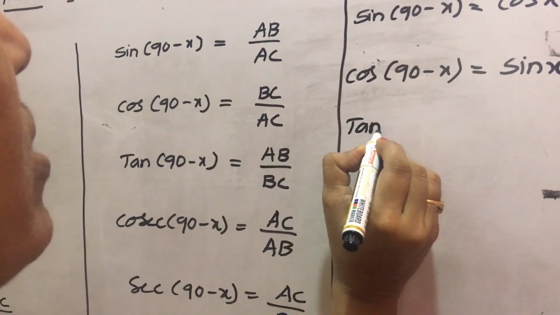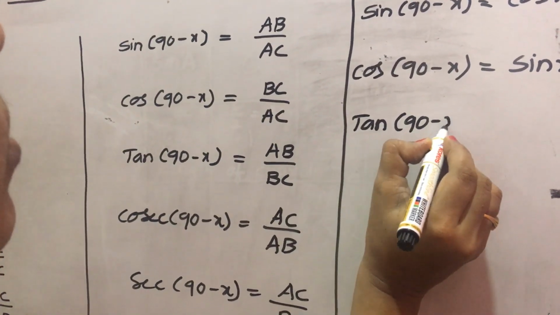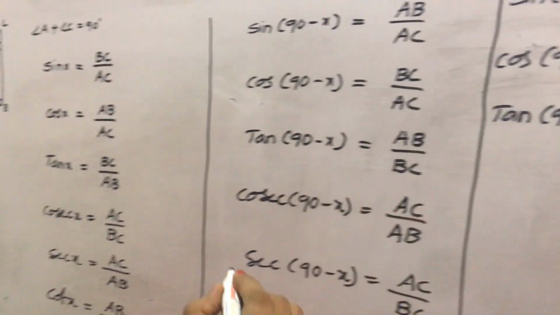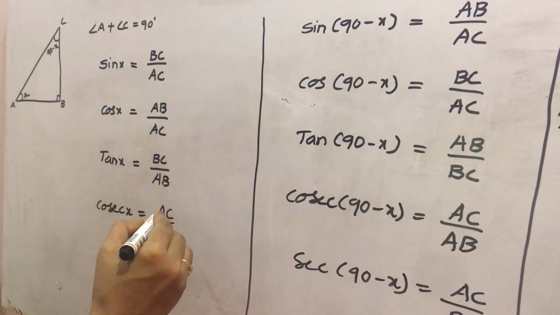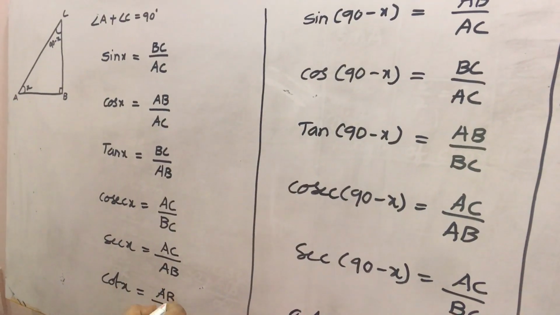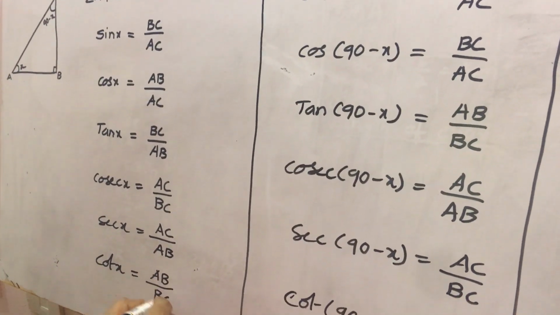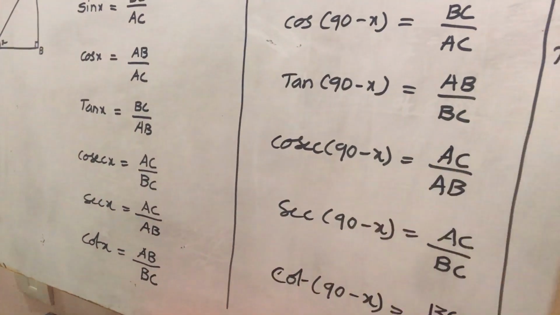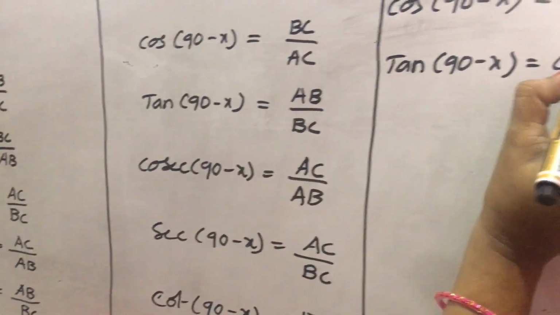Tan 90 minus X is equal to what is the ratio? AB by BC. Here AB by BC is, observe this, cot X. AB by BC is equal to cot X. We can write tan 90 minus X is equal to cot X.